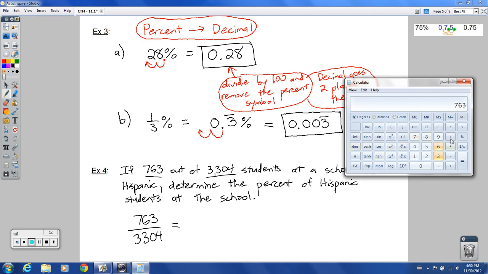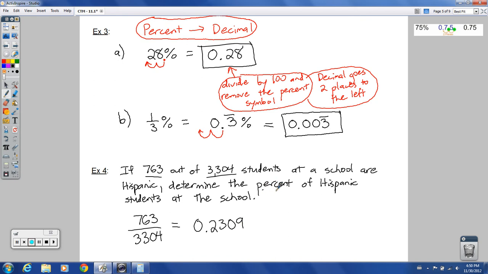So let's get out our calculator here. Divide it by 3304. And we get about this. I'm going to go to 4 decimal places for right now. I could go farther, I could go shorter. It kind of just depends on what the directions of the question say. So this one, 0.230, this I would round to 9. I would not round up because that's 4 or less right there.